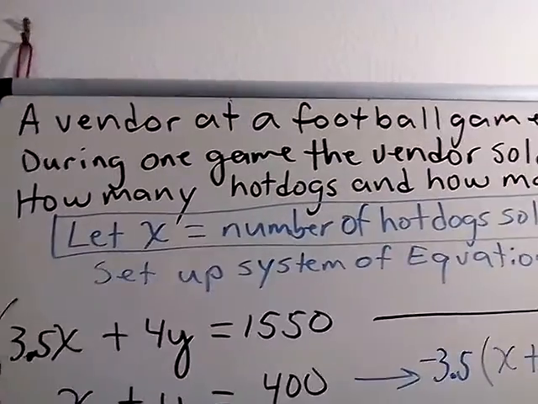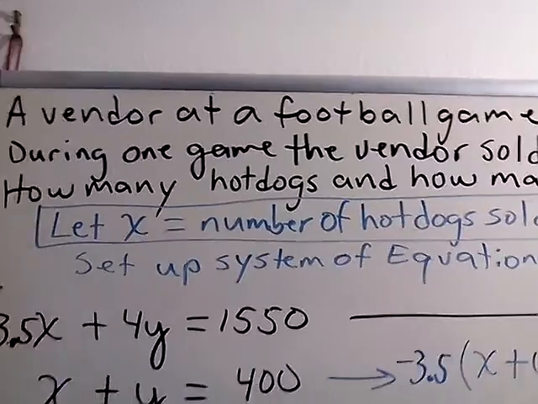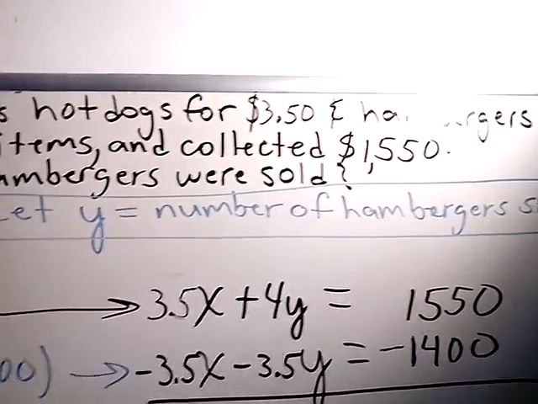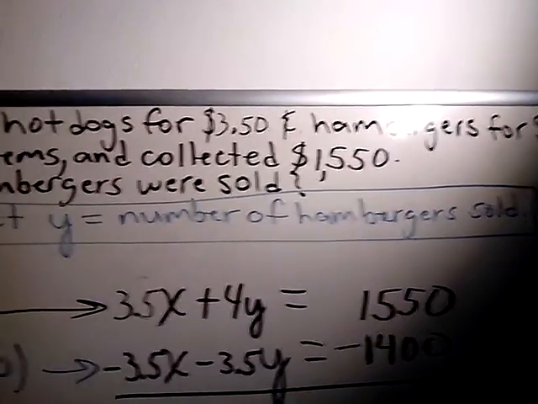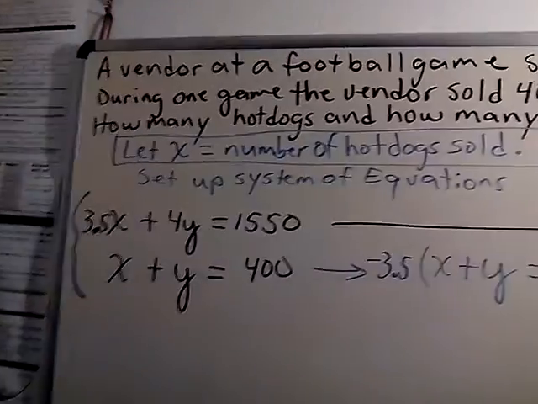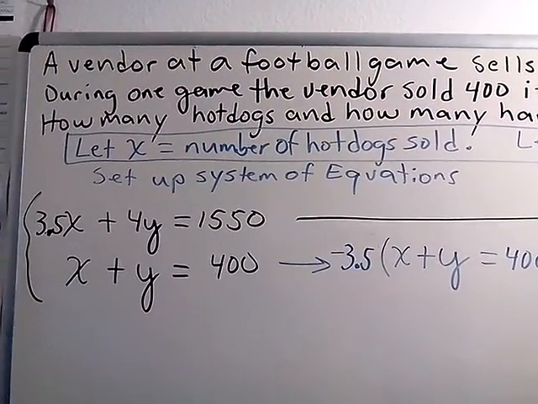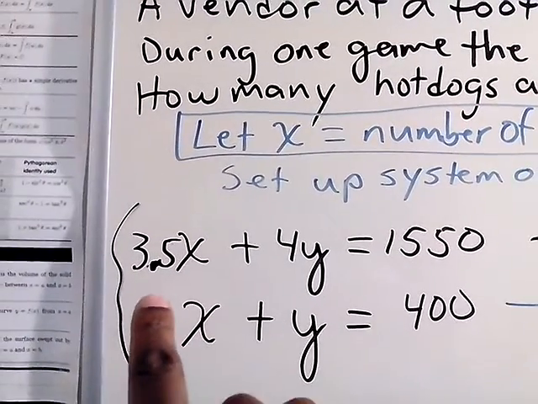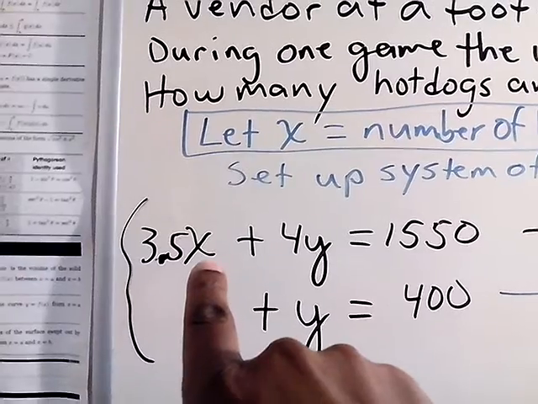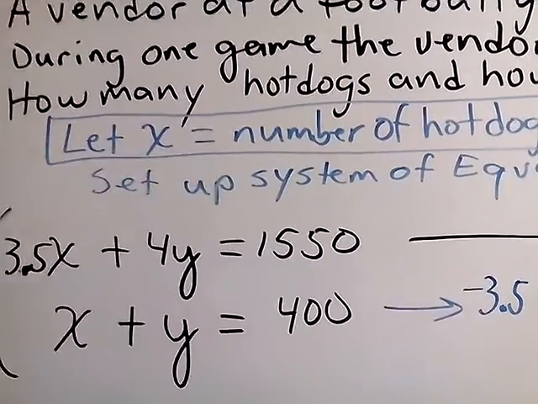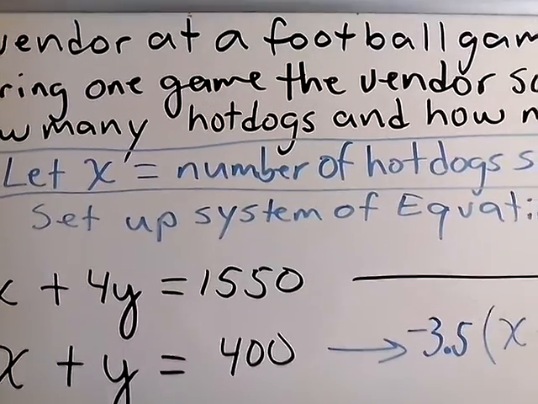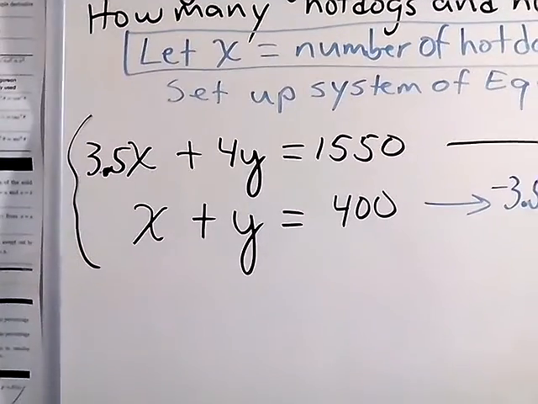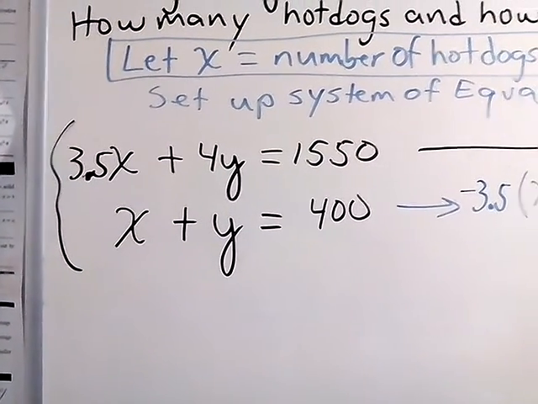Well, in this problem here, it's a systems of linear equations problem. We let x equal the number of hot dogs sold and y equal the number of hamburgers sold. So we set up the system of equations: 3.5x for $3.50 times the number of hot dogs sold, plus 4y is equal to 1550. And then the second equation will be x plus y is equal to 400.